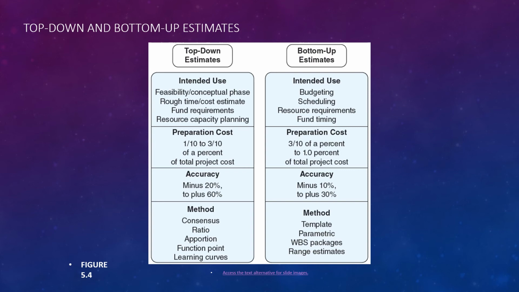Bottom up, so budgeting, scheduling, resource requirements, funding, timing, because now we're getting really kind of specific. It's also costing us more, so we're looking at 1/3% to 1% of it. But the better we plan, the better we're going to execute because we're going to know what's going on. And again, now our range of what's acceptable accuracy has gotten much smaller, so hopefully we're closer to our totals. And there's the methods that we talked about earlier, how we can do that.